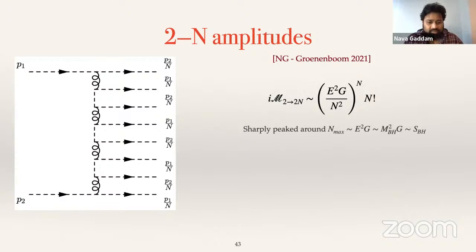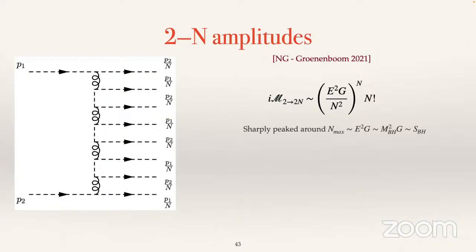And this tree level diagram is sharply peaked about a certain specific value of n, which is given by E squared times G Newton. And if you put E equals M black hole, and it's an interesting question as to why I should choose E equals M black hole, it turns out that this is sharply peaked around an n which gives me the entropy of the black hole. It's an observation. In principle, this is sharply peaked about some n that is correlated with some fixed energy E. And you suspect that this energy may have something to do with the mass of the black hole.